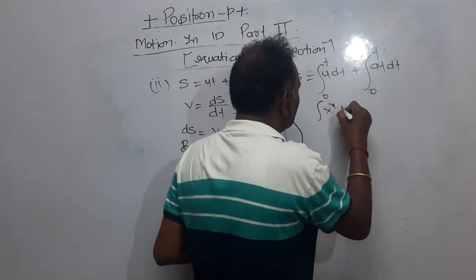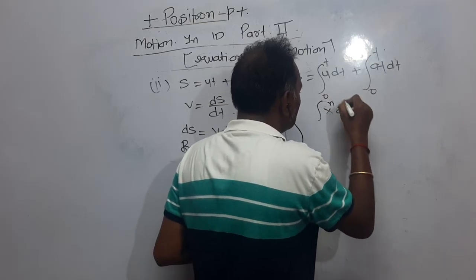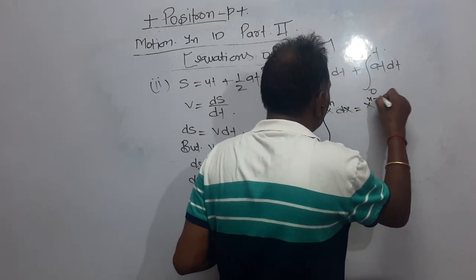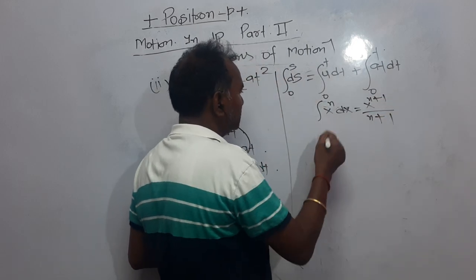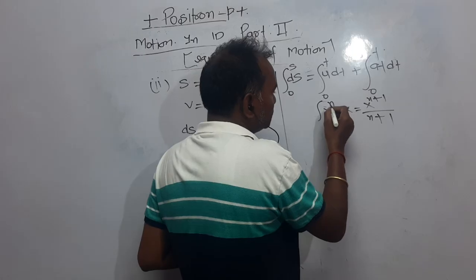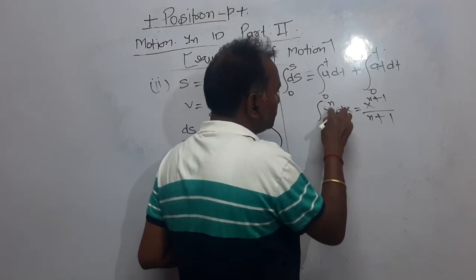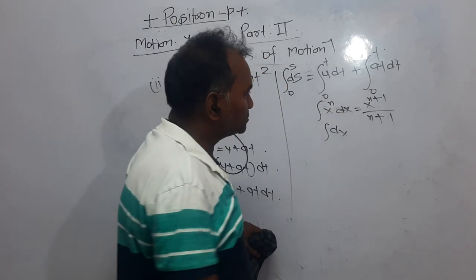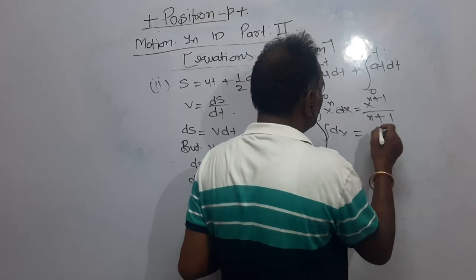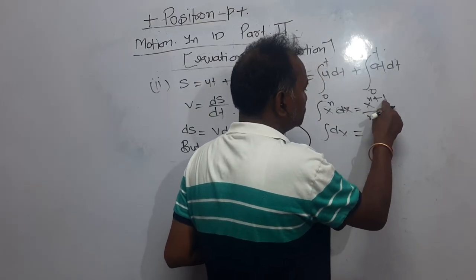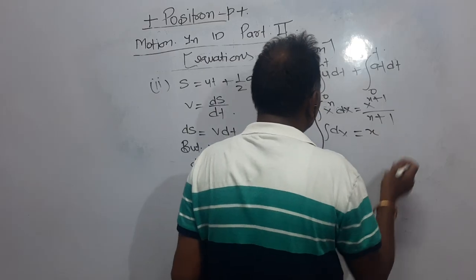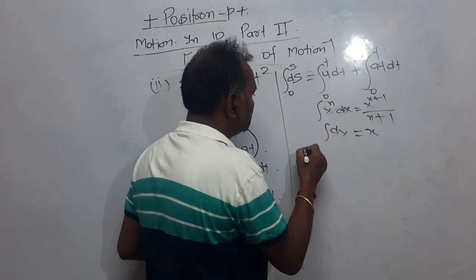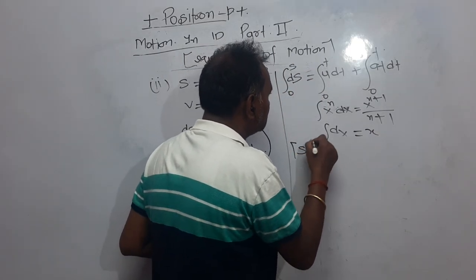Dear students, integral of x to the power n dx is x to the power n plus 1 over n plus 1. Same thing I will apply. If n is equal to 0, then x to the power 0 works out to be 1. So for ds, n is 0, x to the power 1 over 1. So it is x. So integral dx is x. So integral ds is s. Limits will be 0 to s.